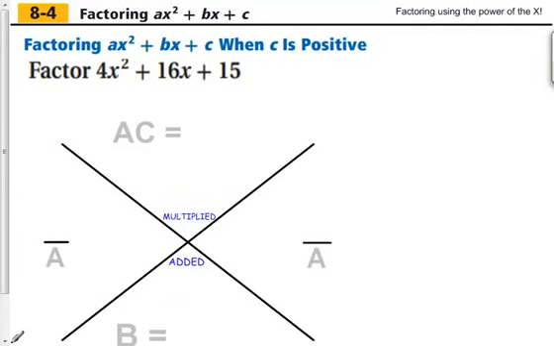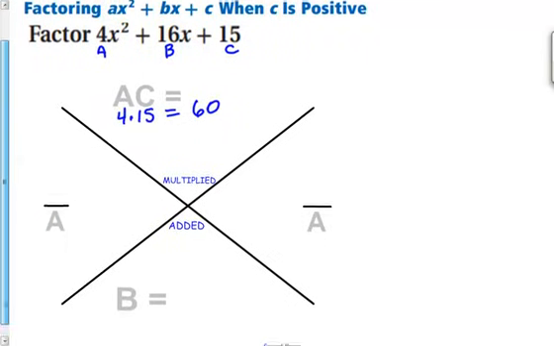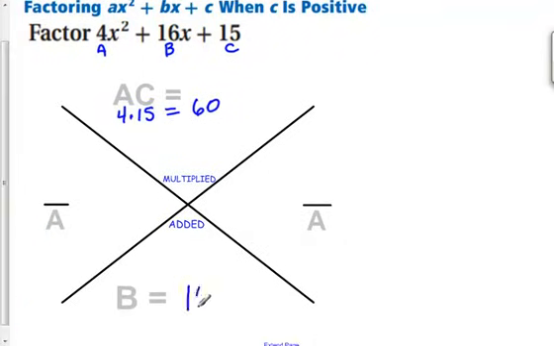The first step we have to do is, 4 is our a, this is our b, and this is our c. So 4 times 15 is going to be our top number, or 60. Our b is 16, so that's going to go down here. So we're looking for factors that multiply together to make 60, but when added together equals 16.